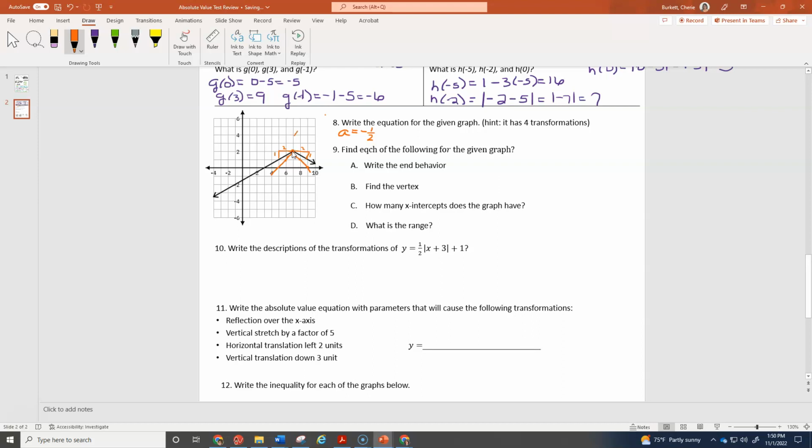Here's the vertex right here. The vertex is at 7, 2. So this is the value of H, and this is the value of K. So H is 7, K is 2, so I'm ready to write my equation. It's y or f of x or g of x or whatever the name of the function is, a, which is negative 1/2, absolute value, x minus h, and then plus k.